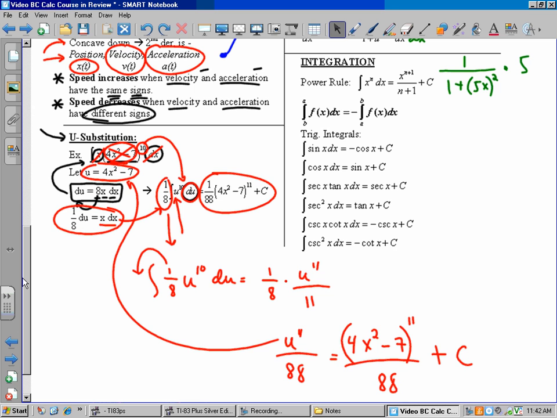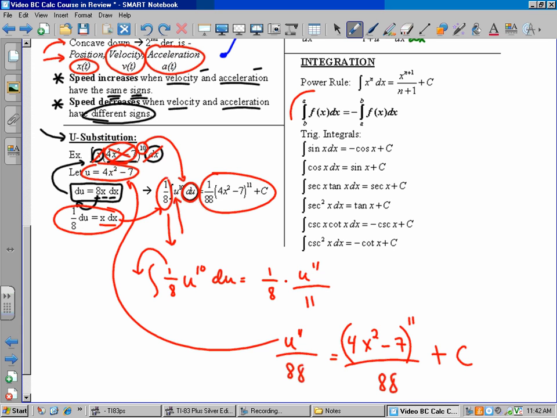All right, integration. How do we integrate? Well, we talked about u substitution over here to the left. Here we'll talk about the power rule. When we integrate, we add 1 to the exponent, divide by the new exponent, and then we add C.